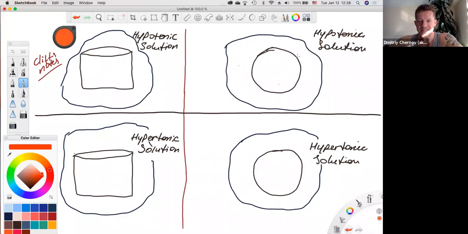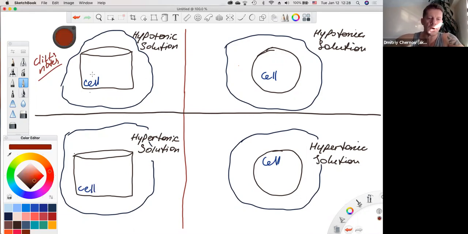So this circle represents a cell. So I'm going to use another color. So let's say this is a cell, and also this is a cell, right? But only a side view, right? So this is the side view, this is the top view.